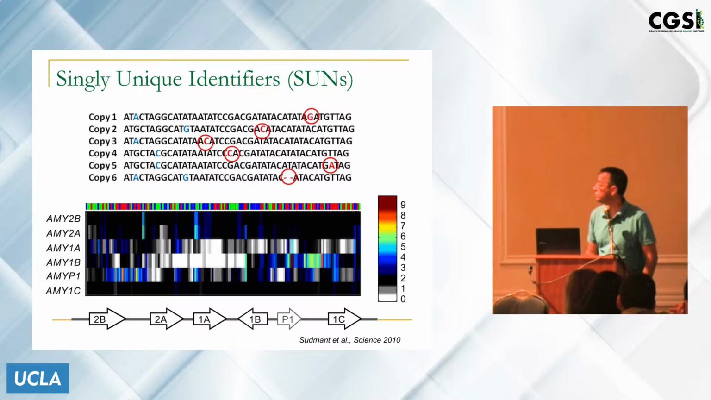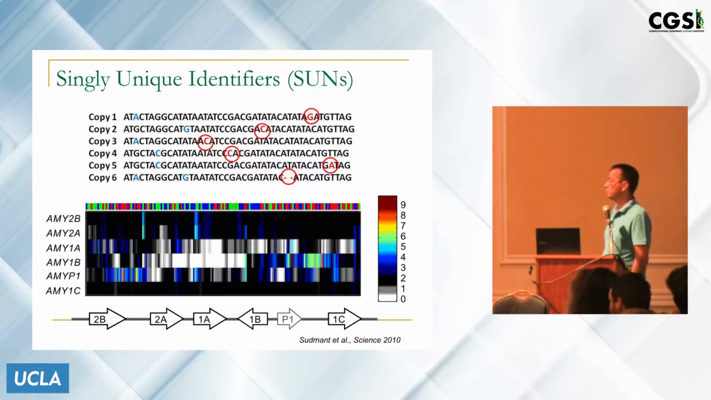So this G is in both copy 2 and copy 6. And then when you calculate the read depth the same way, just over those specific locations, and you require an exact match, right, to those locations, then you can differentiate the copy number of duplicated genes.